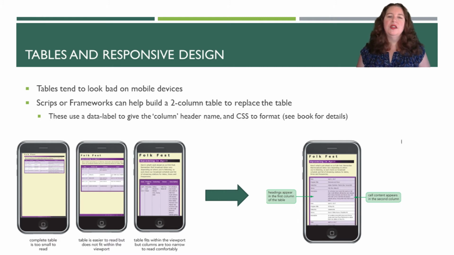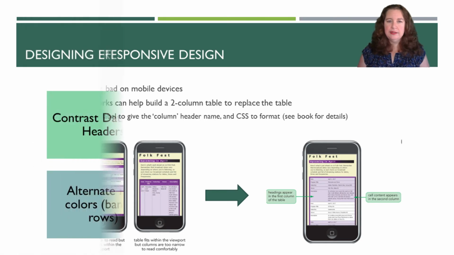There are some scripts and frameworks that you can use to define what we call a 2-column table to replace your table. In these cases, they use a data label to give the column header name and then create the first column as your header, the second column as your data, and you can scroll down using that banded columns concept or banded rows to show you that. If you're interested, this is definitely in the book. Again, we don't do it with this project, but this is something that I think is a really good idea to learn, especially when you're doing mobile devices.